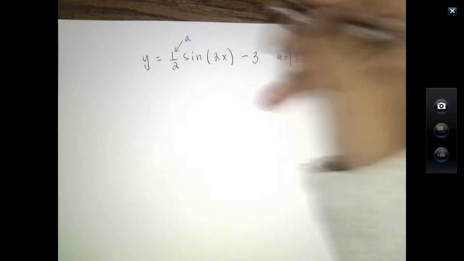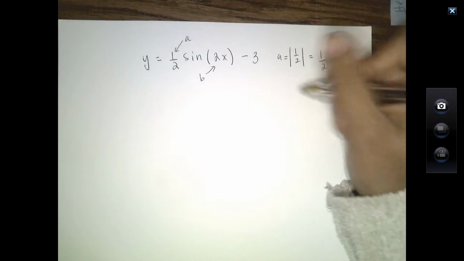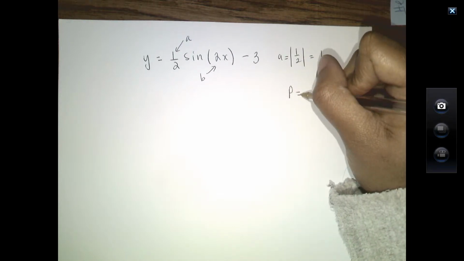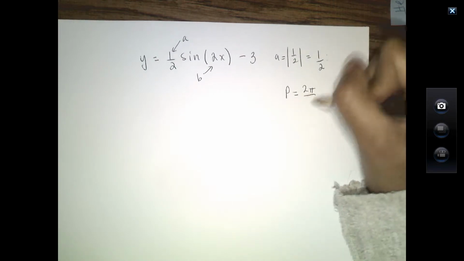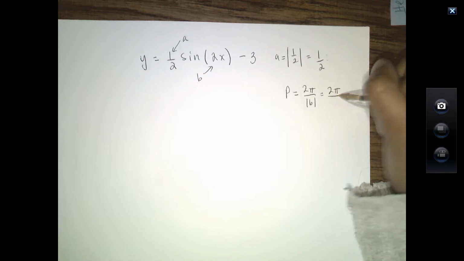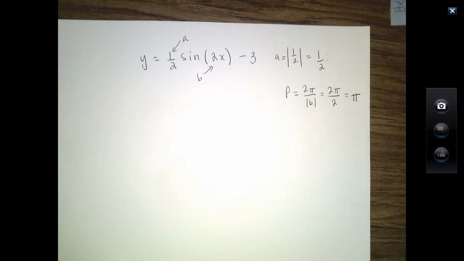Okay, next part, let's look at B. Now there's a formula that helps us to determine the period, how our function will begin and how it ends. Okay, so here we have 2 pi over the absolute value of b. So I have 2 pi over 2, which means the period is going to end at pi.